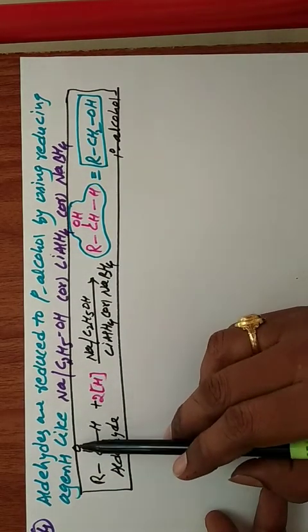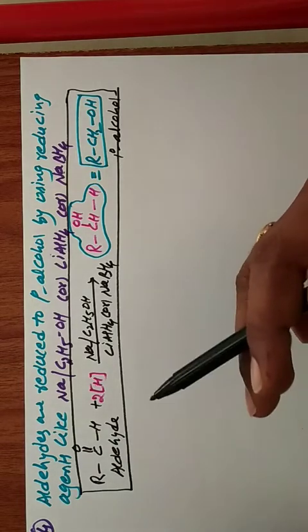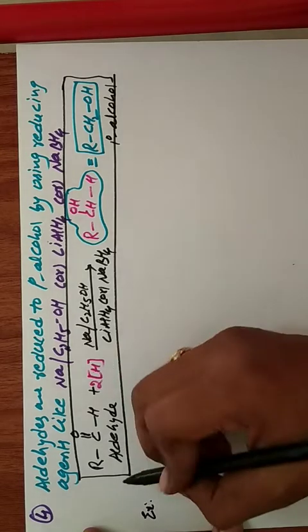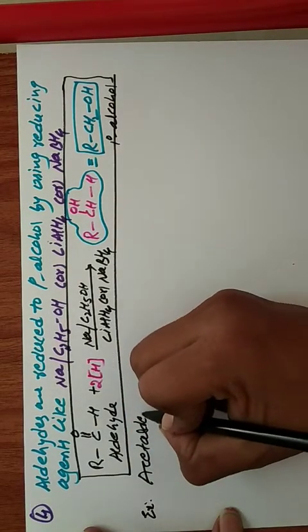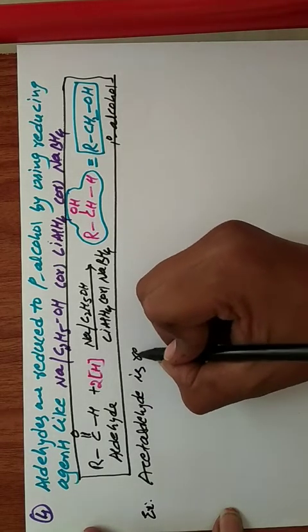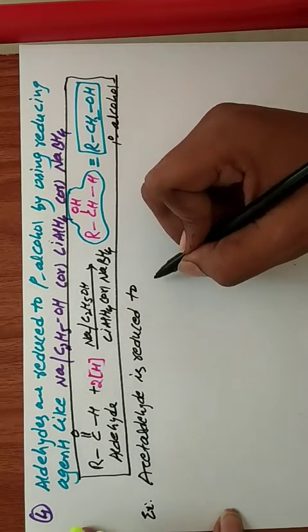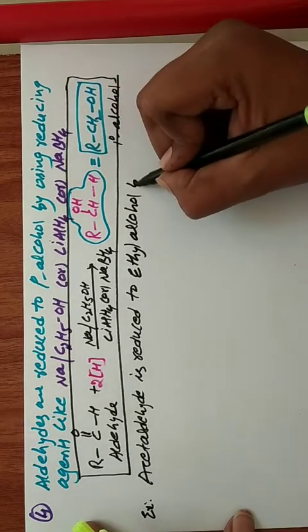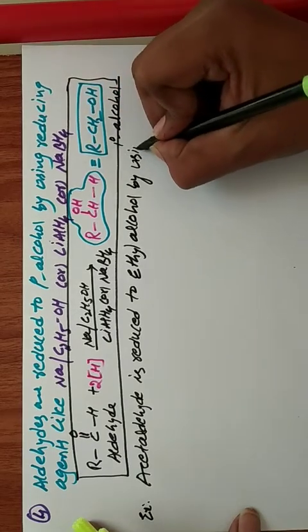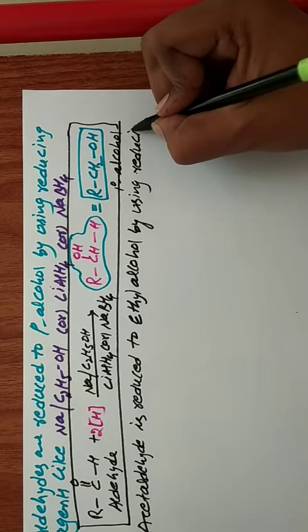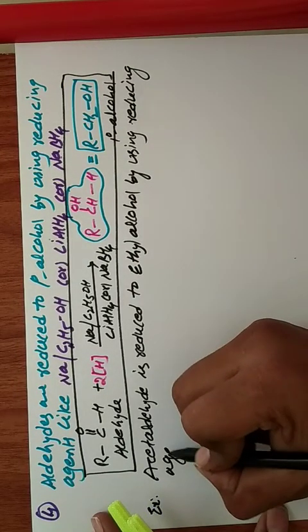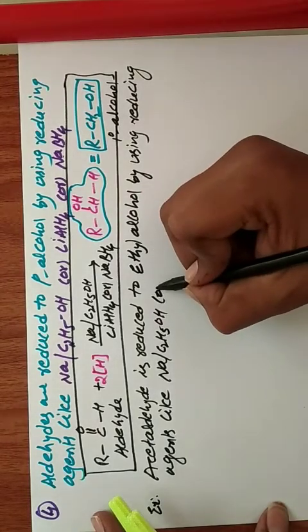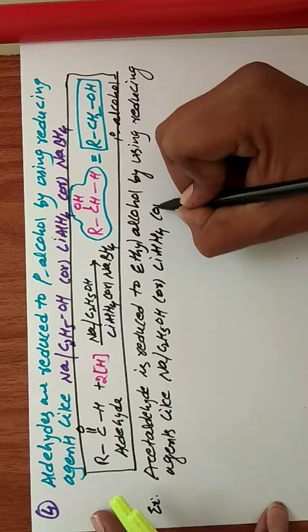So similarly, suppose if you want an example, the same: acetaldehyde is reduced to ethyl alcohol by using reducing agents like sodium and ethyl alcohol, or LiAlH4, or NaBH4. This is the general statement.